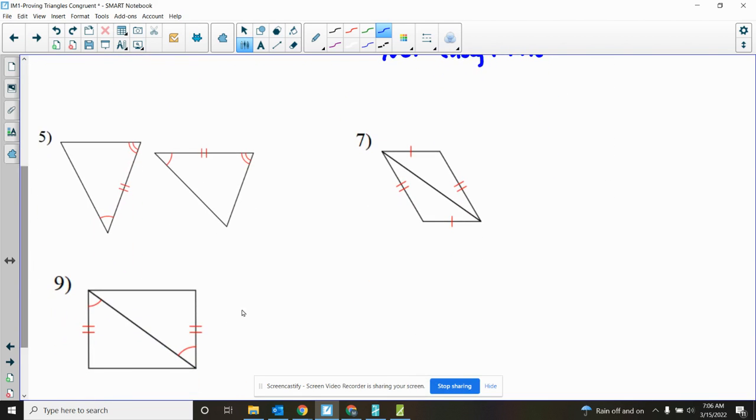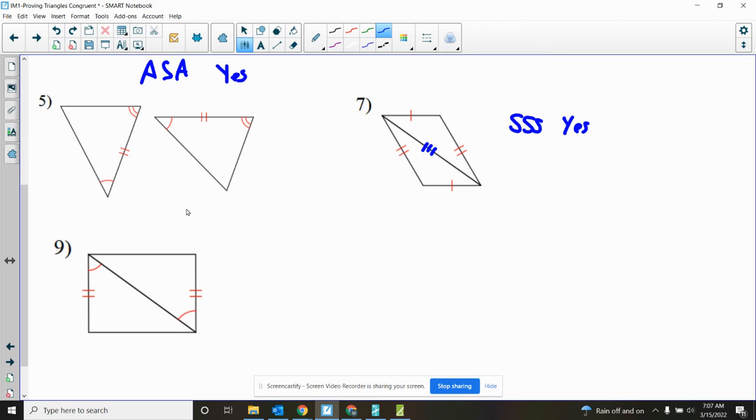Let's carry on. For number 5, okay, I've got a set of matching angles. And then touching the angle, I have a set of matching sides. And then touching the sides on the other side, I have another set of matching angles, those with the 2 marks. So ASA, ASA, yes, these are congruent by angle side angle. Number 7 is very similar to number 1. Middle side matches itself, so yes, these are congruent by SSS.